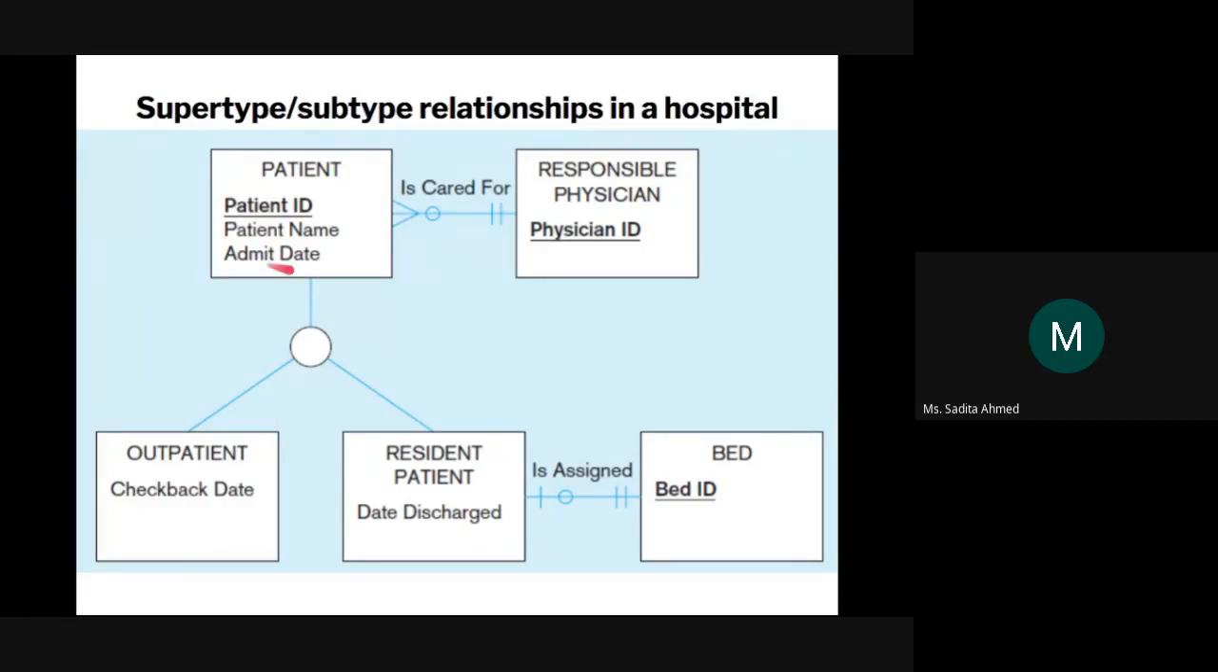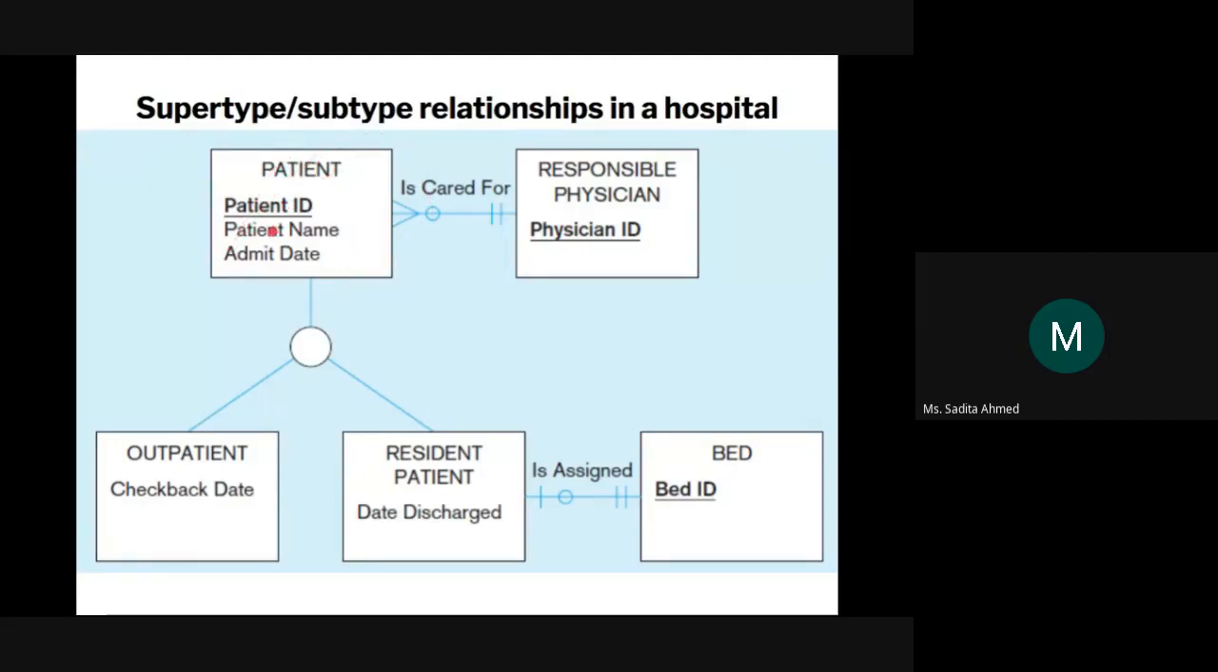Also, the physician that they're assigned to or they're looking for. Right? The outpatients, maybe they have a specific physician that they go to in that hospital. The resident patient, maybe they're assigned a specific physician. However, regardless, all patients are assigned a specific physician. That is true for all patients. Outpatients, resident patients, both.